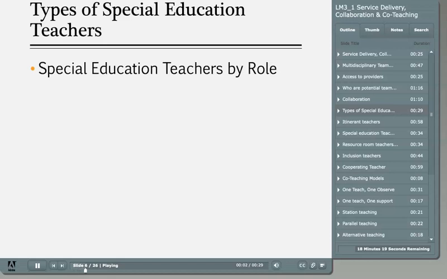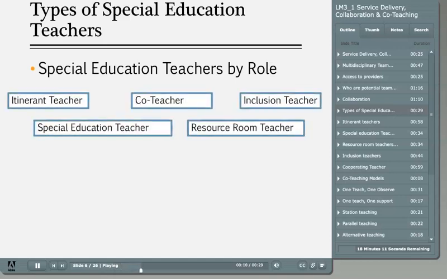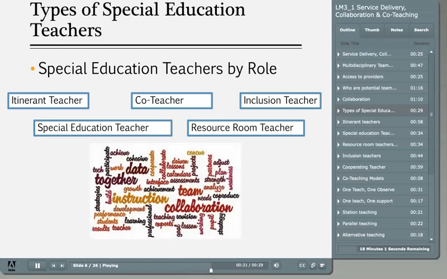What are the different roles or the aspects of a job that a special education teacher has? Listed on this slide are some common teaching roles for special education teachers, and do be aware that a special education teacher might have more than one role. For example, a special education teacher may co-teach with a general education teacher in the morning and then may work as a resource teacher in the afternoon. Let me quickly describe the different roles.